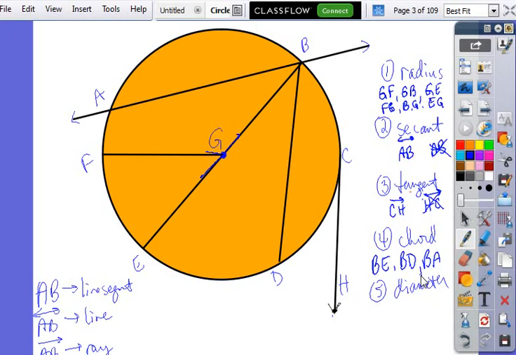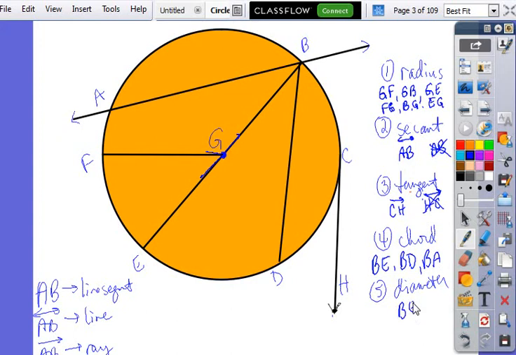But notice the difference between this AB right here and this BA. This one stops because it doesn't have anything above it. This line AB for the secant keeps going forever. Diameter, there's only one of those. B.